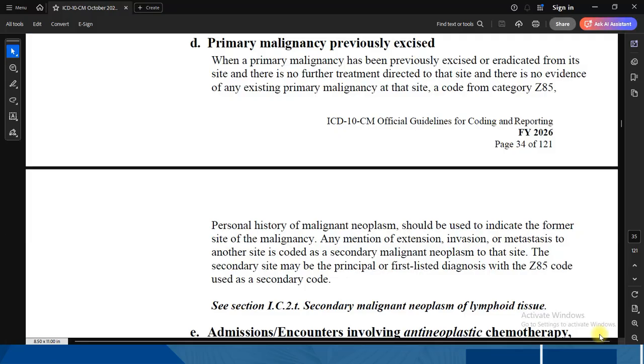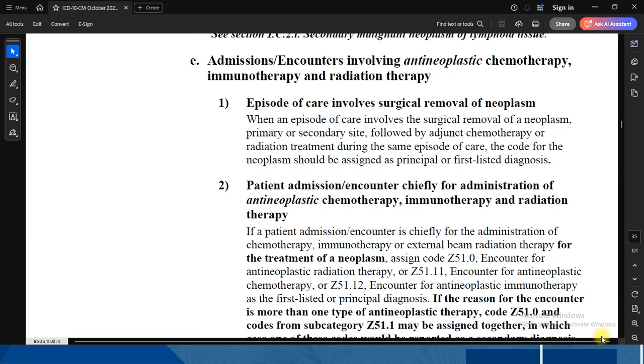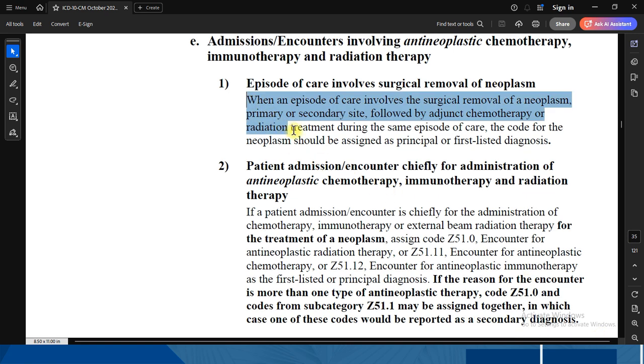In part 1, we have learned until D, primary malignancy previously excised. Today we will start from E, admissions, encounters involving antineoplastic chemotherapy, immunotherapy and radiation therapy. Under E, we have 1, episode of care involves surgical removal of neoplasm. So what is the guideline here?